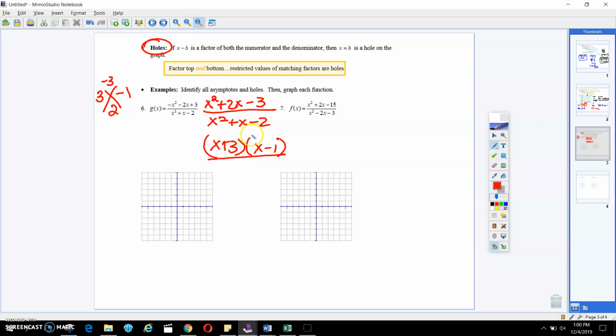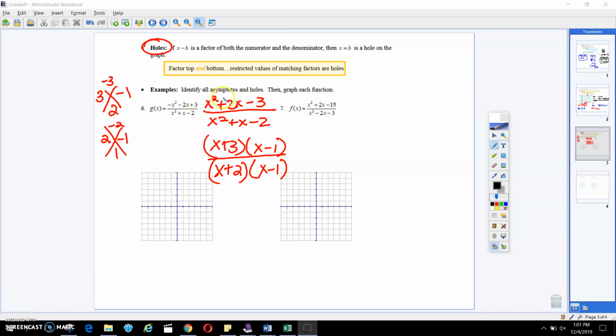In the bottom, we're going to factor. So that's going to be a times c. That's going to give me -2. What's my b value? 1. What 2 numbers will make that happen? 2 and -1, right? So this will be x plus 2 times x minus 1. All right, so here's the important part.